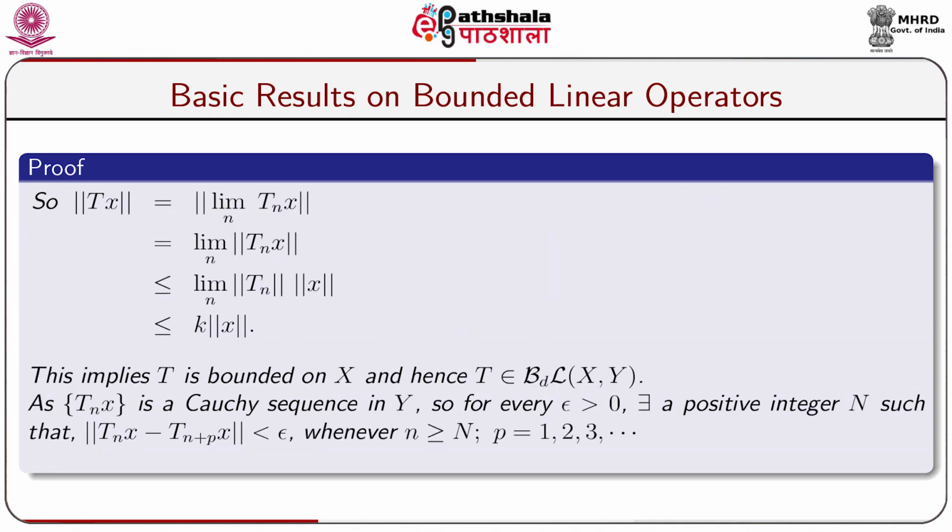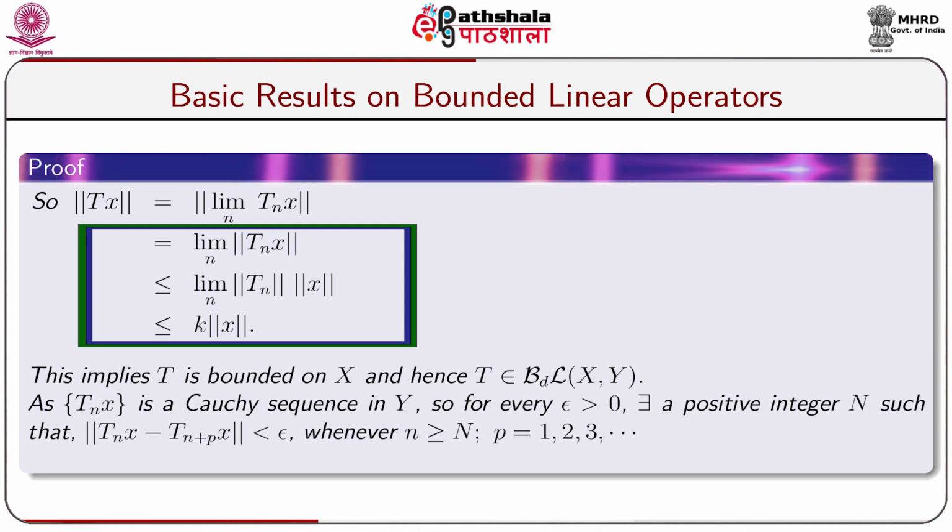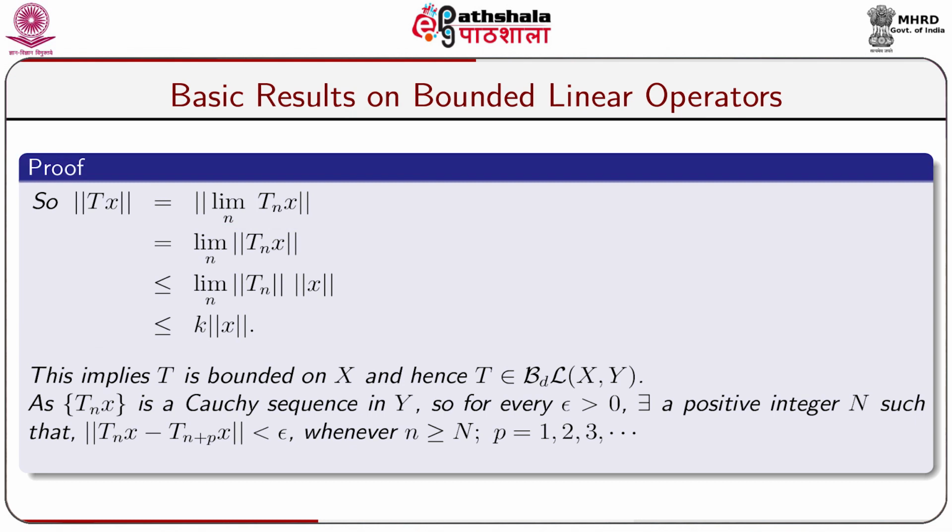So, norm of Tx is equal to norm of limit of Tnx, which is equal to limit of norm of Tnx, because norm function is continuous, which is again less or equals to limit of norm of Tn into norm of x, because Tn is taken from BDLXY, which is less or equals to k into norm of x. This implies that capital T is bounded on X, and hence T belongs to BDLXY.